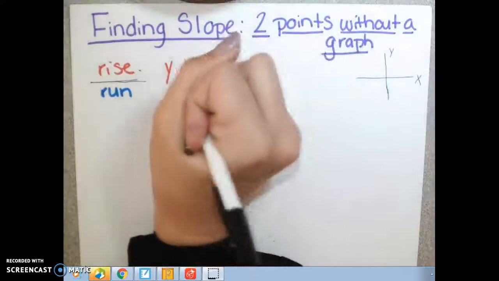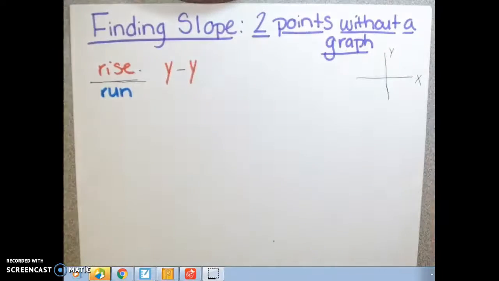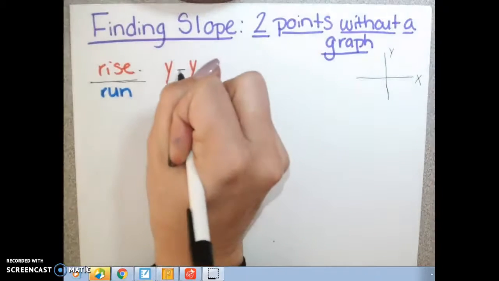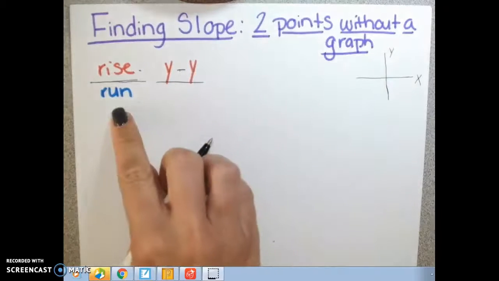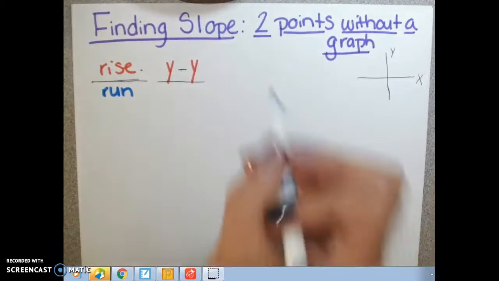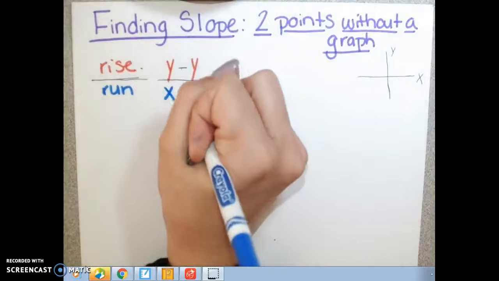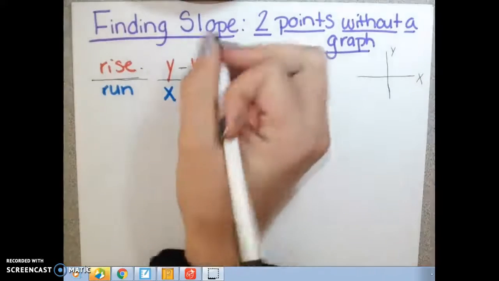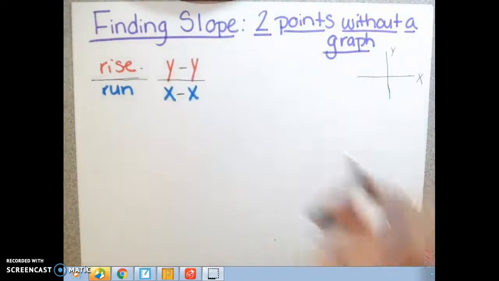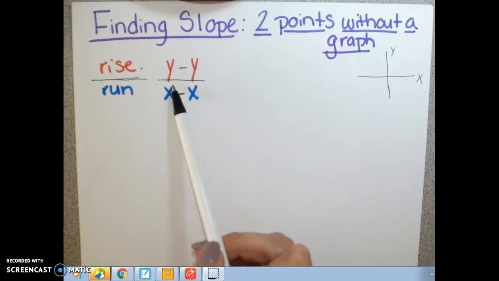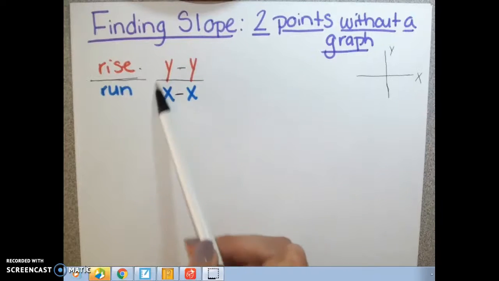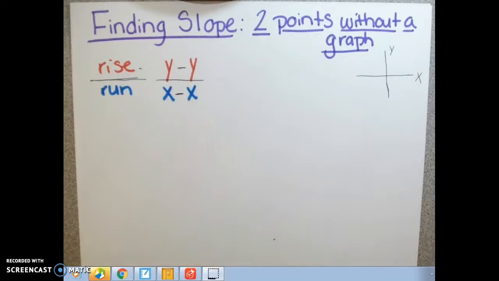minus y. Again, you're always subtracting, so it's going to be the change in y, which change is represented by subtraction in math, over the axis you run on, which is your x-axis. So change in y over the change of x. And again, the change in math is represented by this subtraction operation. So we have y minus y over x minus x. This is the formula for slope between 2 points.